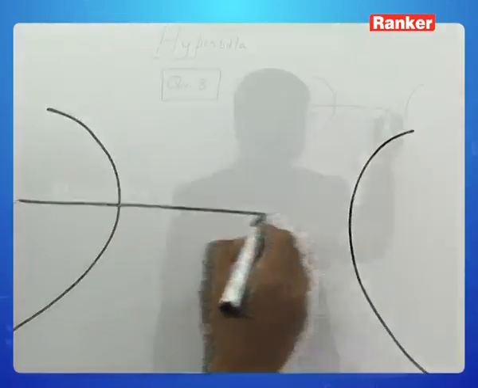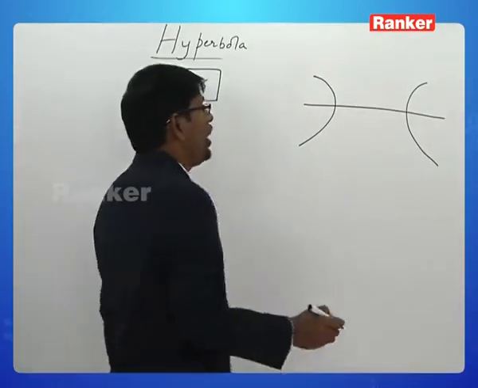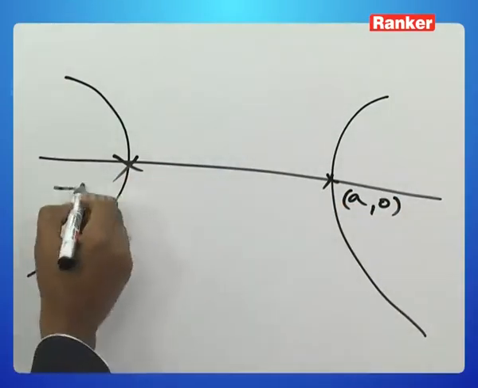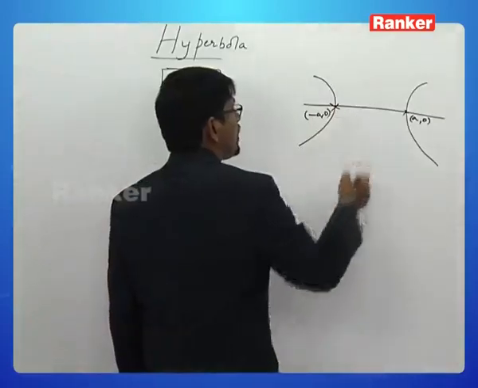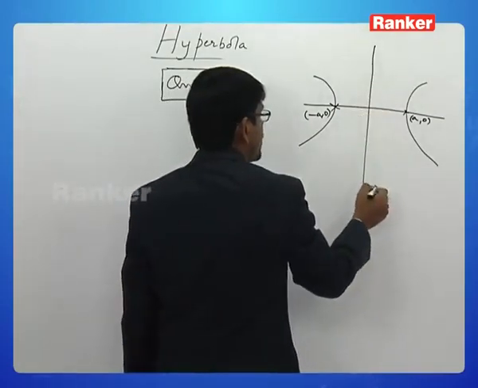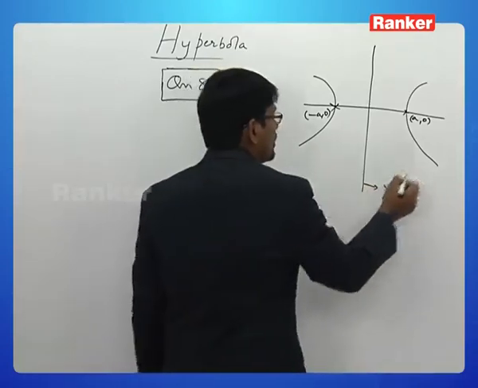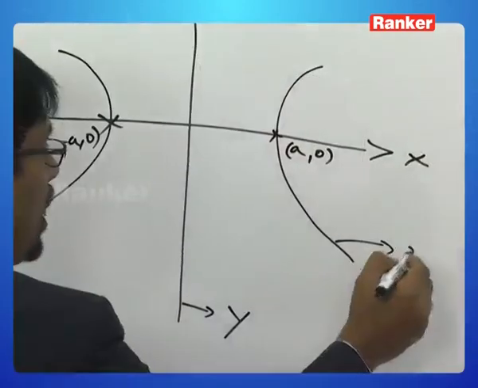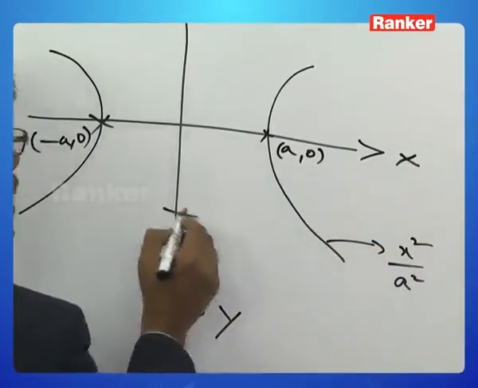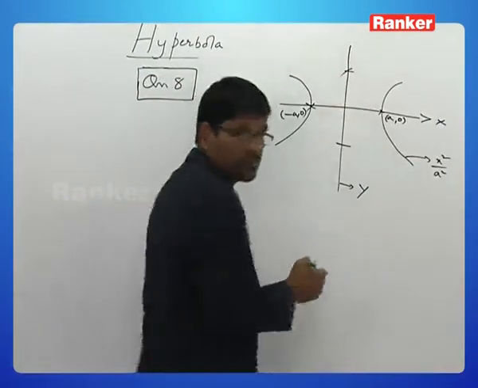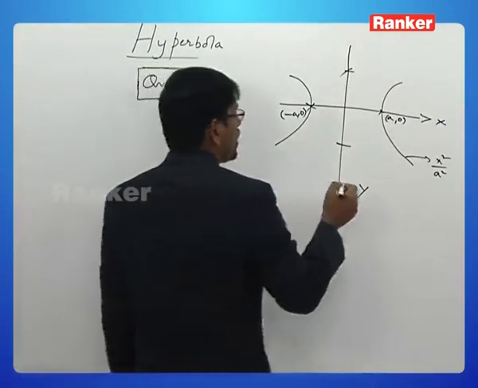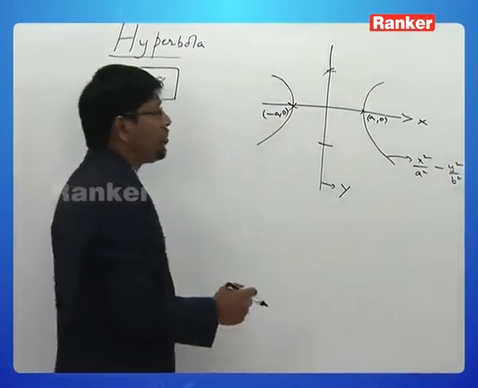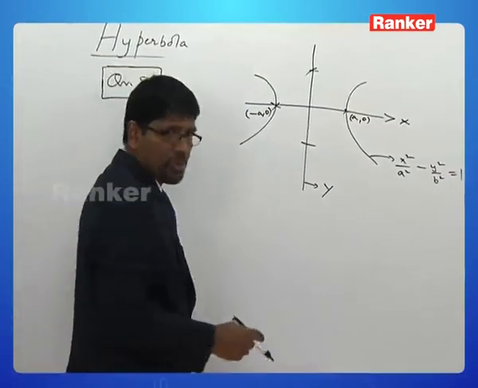It's a hyperbola with the transverse axis along the x-axis, and the vertices will be a comma 0 and minus a comma 0. The conjugate axis is the y-axis. This is your curve: x square by a square minus y square by b square is equal to 1. He has given that b is greater than a, that hardly matters to us.